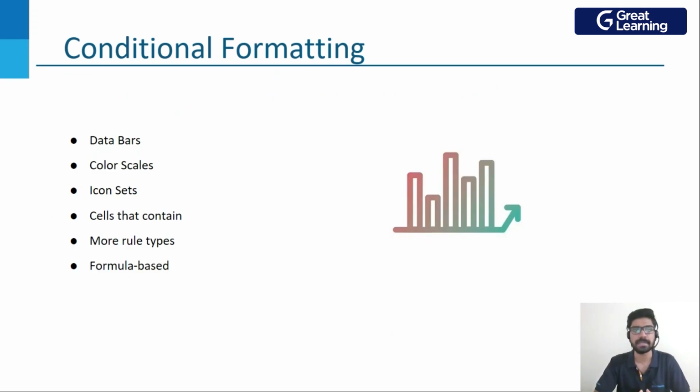Data bars, color scales, and icon sets. I hope you have understood what these three are from the previous slide. Anyways, we'll be diving deeper into these three while we are implementing conditional formatting in Microsoft Excel. Now let's take a look at cells that contain. Here, you will be able to format the cells that contain a particular value, text, or belonging to a particular range. You'll also be able to format the cells which are empty or occupied as well.